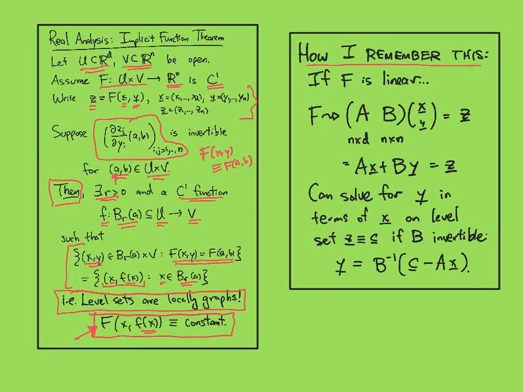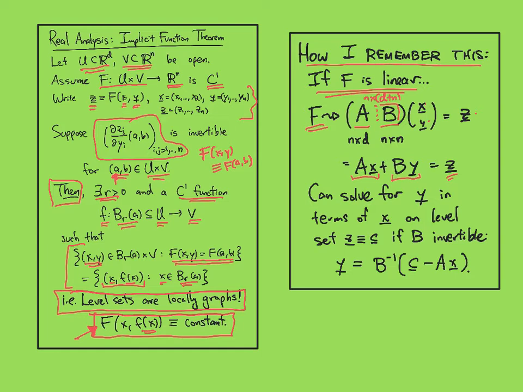This has to work when f is linear. So you could think of f here as this kind of rectangular matrix. It would be n by d plus n. So it would have a block here, A, which is n by d, and then a square block, B, which is n by n. And we would have vectors (x, y) mapping to a vector z. And since we've written it in block form, we can expand it as Ax plus By equals z.